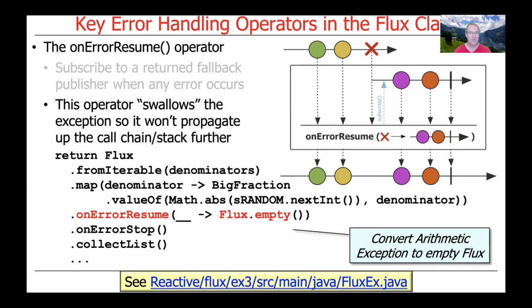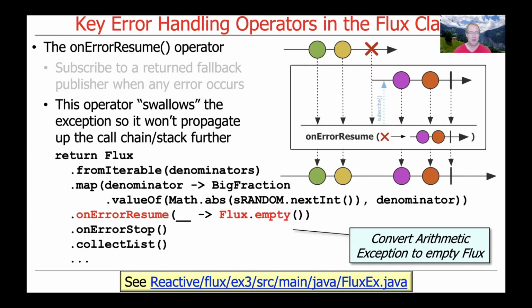Here's a somewhat different example that illustrates how to use onErrorResume. Once again, we're going to be generating a stream of integers as denominators. We're going to use those denominators to create a big fraction, and one of the values in the stream will be 0, which will trigger the arithmetic exception. In this particular case, we're going to convert the error that we just caught to an empty Flux.